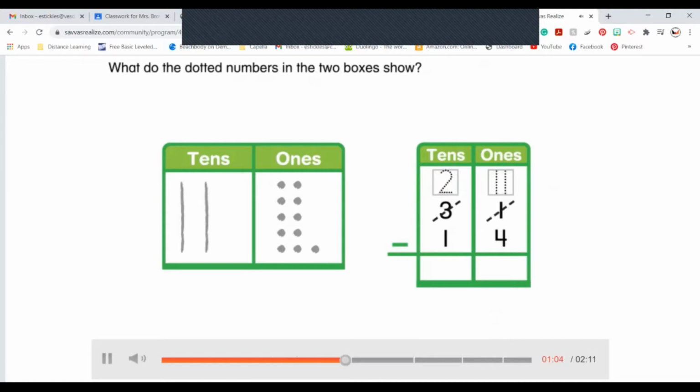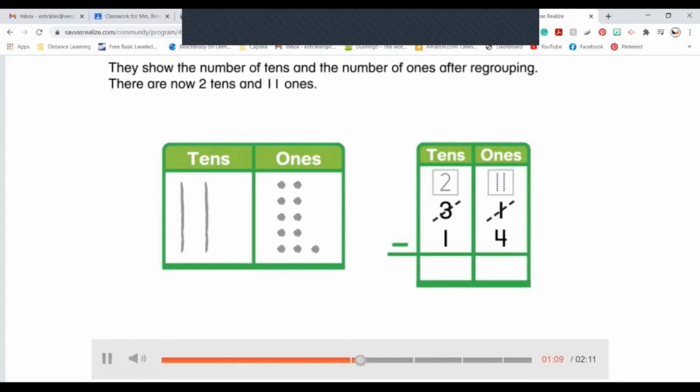What do the dotted numbers in the two boxes show? The dotted numbers in the two boxes show how many ones we have now. Instead of 1 we have 11 ones, and instead of 3 tens, we now have 2 tens because we regrouped one of those tens into 10 ones. They show the number of tens and the number of ones after regrouping. There are now 2 tens and 11 ones.